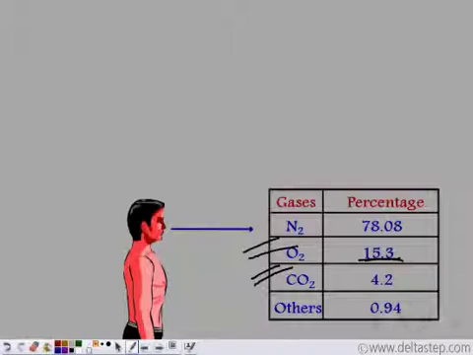So now, due to expiration, the percentage of carbon dioxide should have gone up and the percentage of oxygen in the atmosphere should have gone down. But that does not happen, right? Now, how is this balance maintained? Well, let us find out.